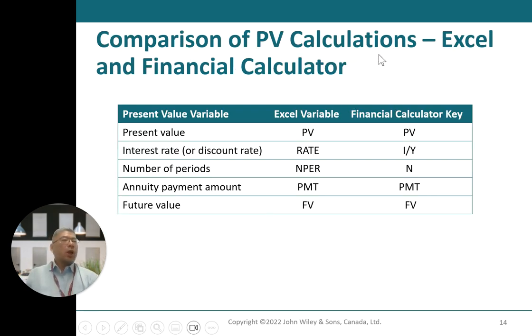In the financial calculator or Excel, you're going to do the same thing. Excel variable, present value represents PV. Interest rate, you're going to put Excel variable RATE or I/Y. Number of periods called NPER or N. Annuity payment amount called PMT. All PMT is here in the financial calculator. And then future value is FV, and FV there. Okay, it's the same thing.